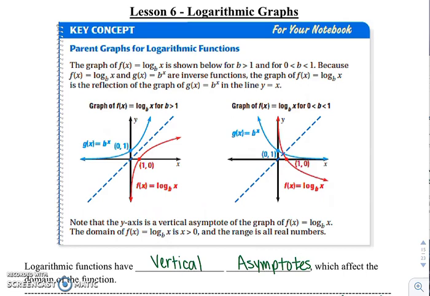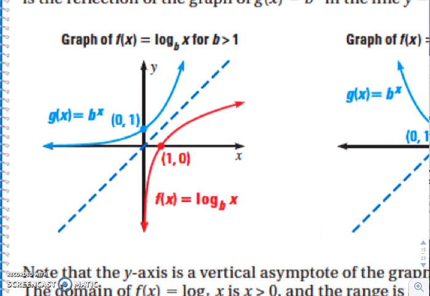The graph of f of x equals log base b of x is shown below when the base is greater than 1, and then when the base is between 0 and 1. Because log base b of x and the exponential b to the power of x are inverse functions, they're shown here together. Because they're inverses, they're a reflection over that diagonal line. The log functions are the red ones there.